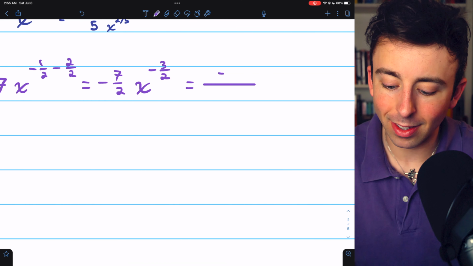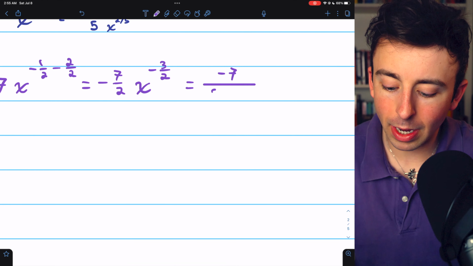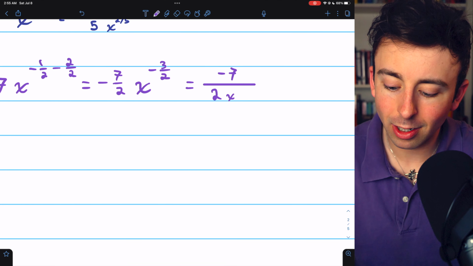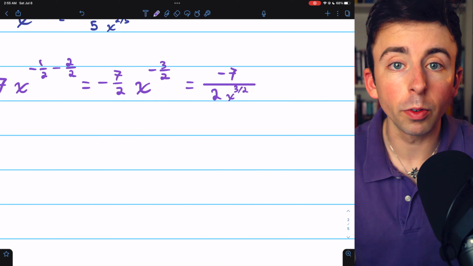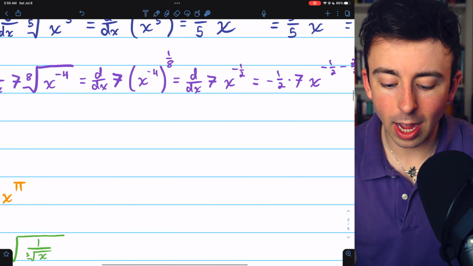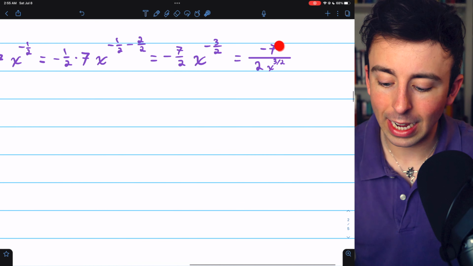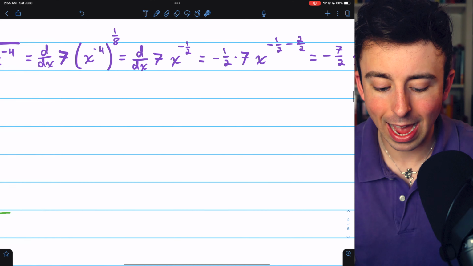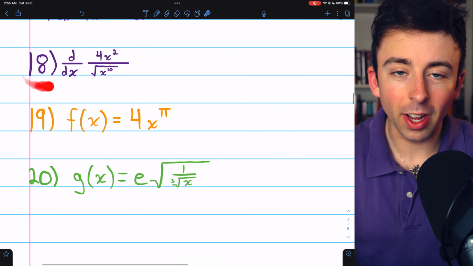Our numerator is negative 7. Our denominator is 2x to the power of 3 over 2. There's 17 one more time if you wanted to look through it. Final answer, negative 7 over 2x to the 3/2. 3 to go. Let's move on to 18.